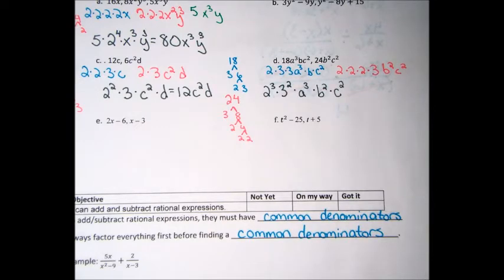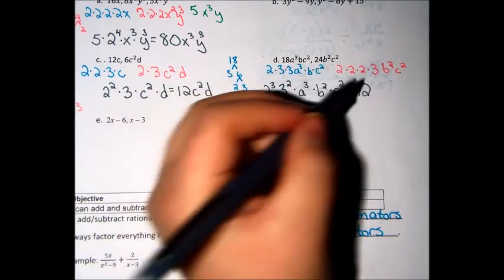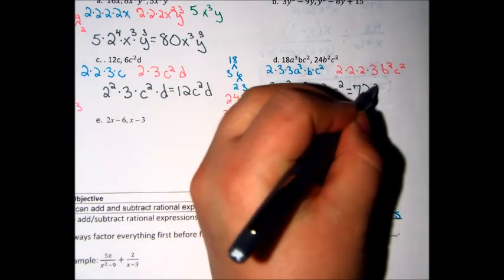So I have 2 times 2 times 2 times 3 times 3 for a grand total of 72. A cubed, B squared, C squared.